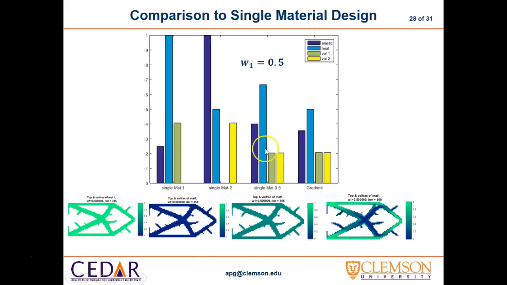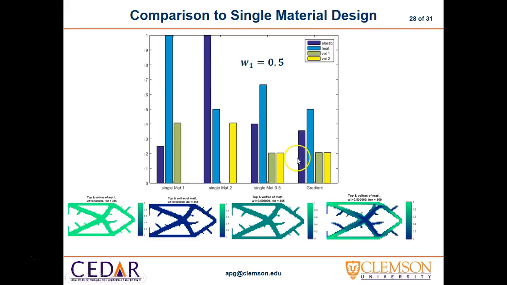and apply the same analysis, it's not a gradient material, so it's a homogeneous material that has properties halfway between material 1 and material 2. If I run the optimization and look at the objective values at the end, I get these values. You see my elastic objective is higher than the single material 1 design, but it's much better than the material 2 design. My heat transfer objective is still pretty high, but it's lower than the first design.